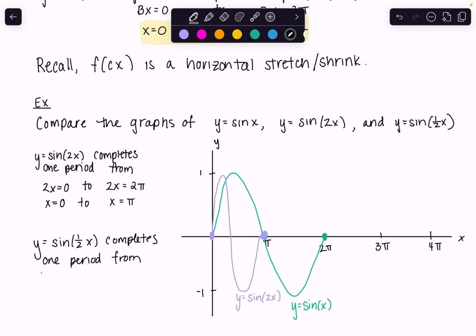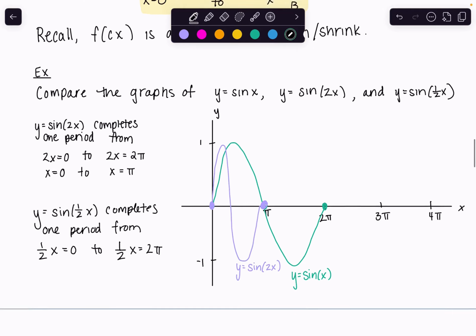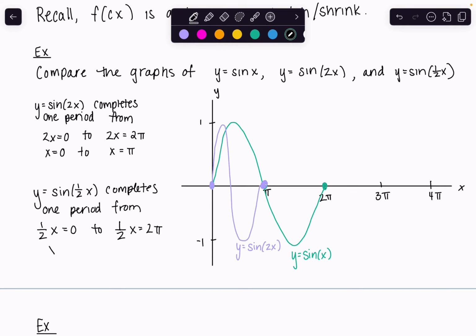From when the inside equals 0 to when the inside closes out that unit circle and ends at 2 pi. So solving for x, you can just times by 2, which ends up giving you 4 pi. So for this function, it's going to take from 0 to 4 pi to go through a full revolution.